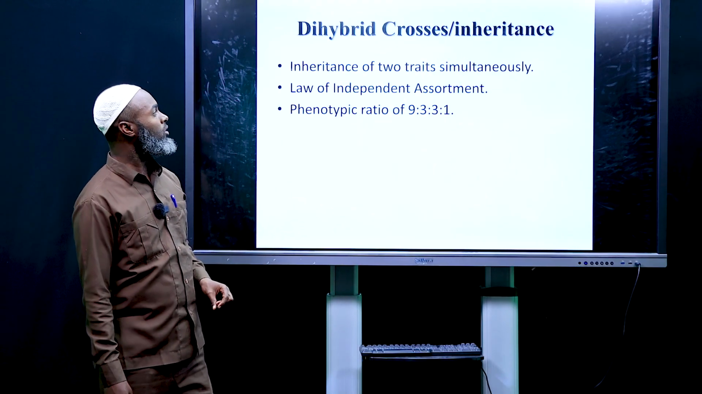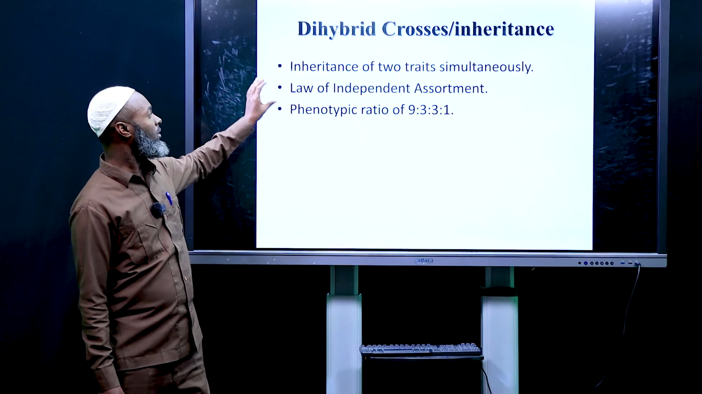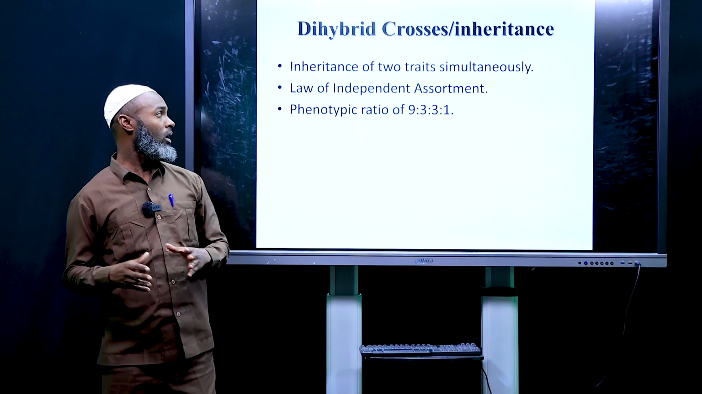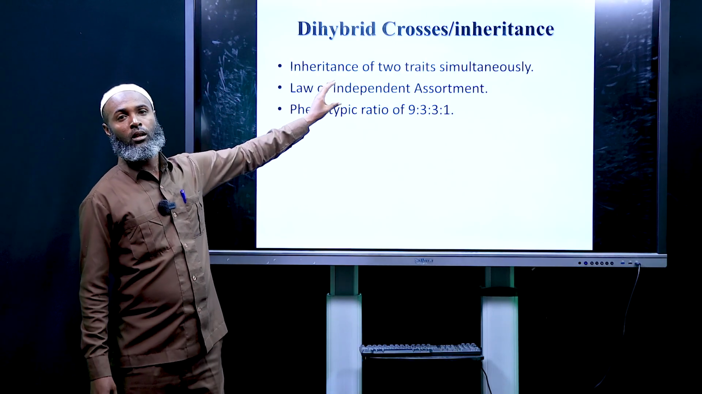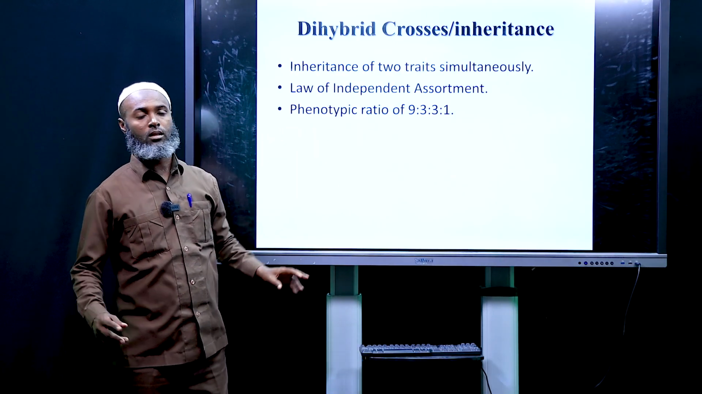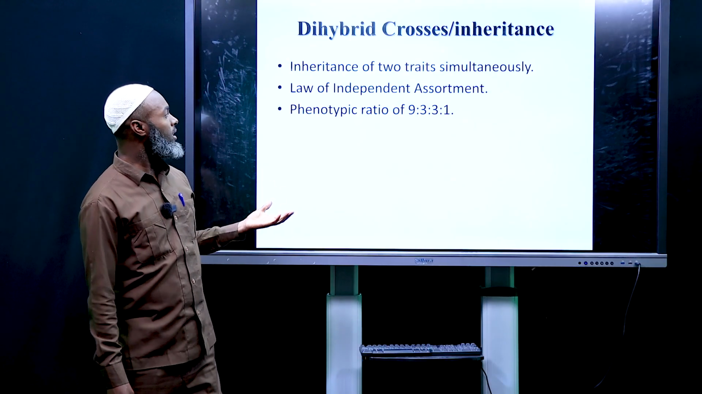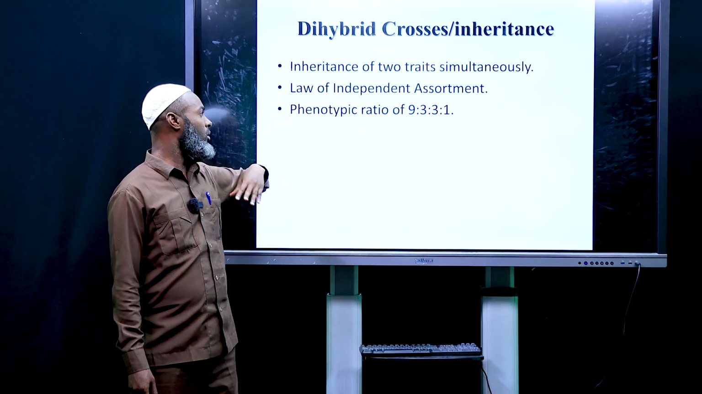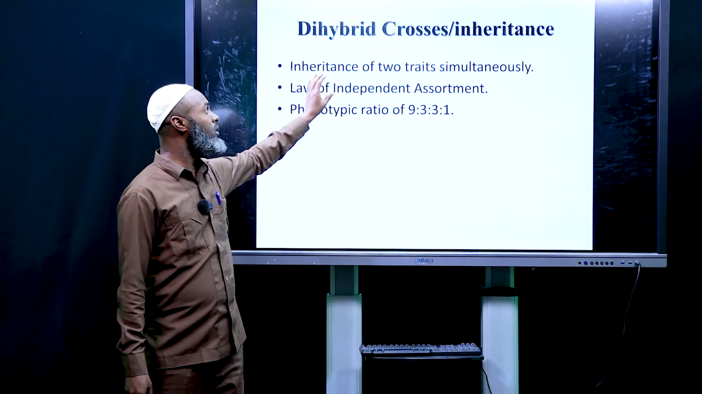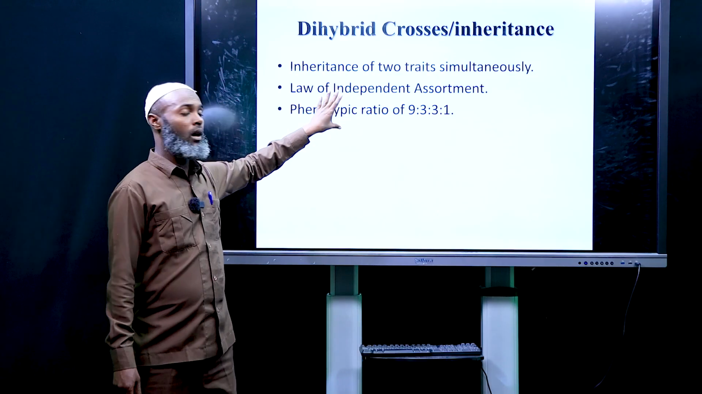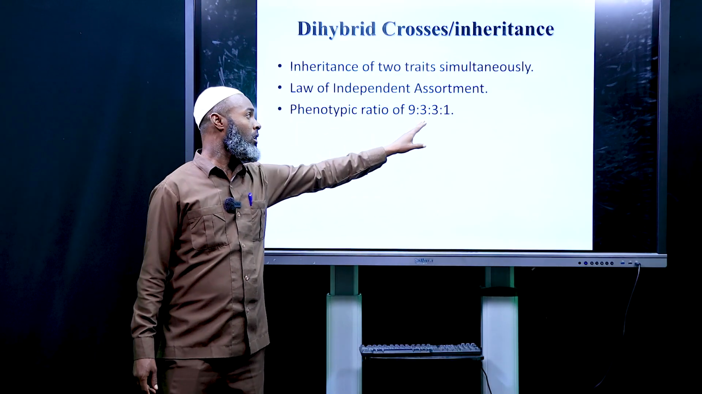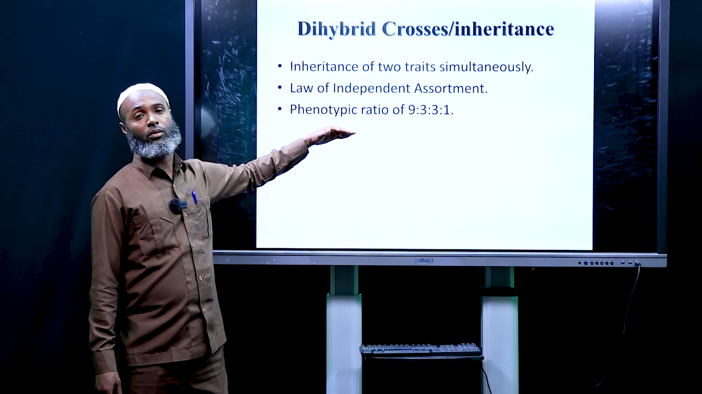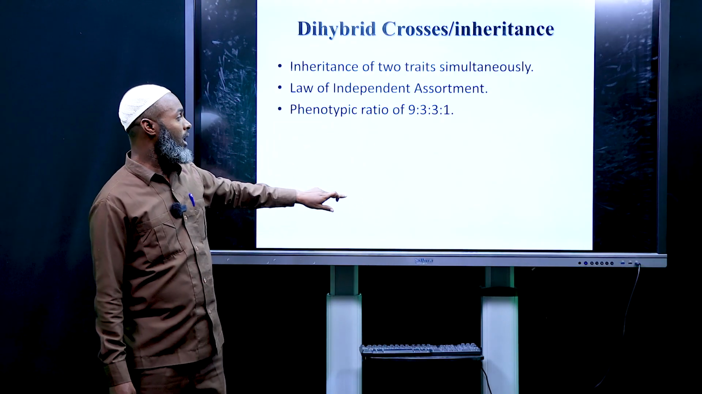The dihybrid cross is another inheritance which involves two traits. We have seen that monohybrid cross involves only one trait, but this one involves two traits simultaneously. In this cross the law of independent assortment works, and at the end we have a phenotypic ratio of 9:3:3:1. This is the result of Mendel's dihybrid cross.